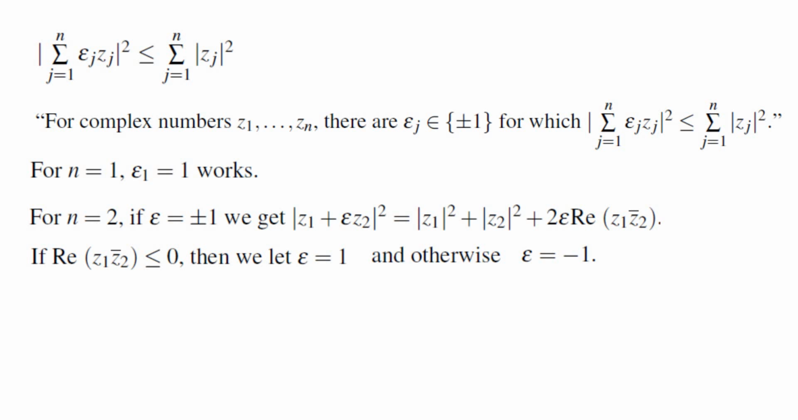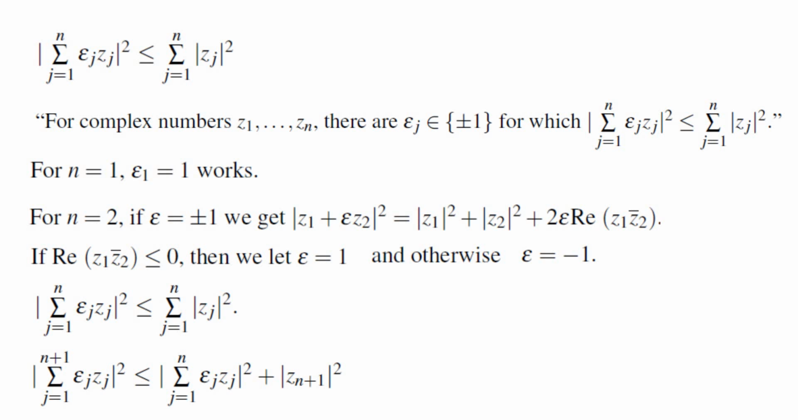Assume that we know the inequality holds for n. We are going to prove it for n plus 1. Using the base step, we can find some epsilon n plus 1 such that the absolute value of the sum of the epsilon j zj from 1 to n, plus epsilon n plus 1 zn plus 1, squared, is less than or equal to the absolute value of the sum of the epsilon j zj squared plus the absolute value of zn plus 1 squared. Now we are going to use the inductive hypothesis. The sum of the epsilon j zj from 1 to n squared is less than or equal to the sum of the absolute values of zj squared from 1 to n, and we have a last term of the absolute value of zn plus 1 squared. So if we add them up, we get the desired inequality.